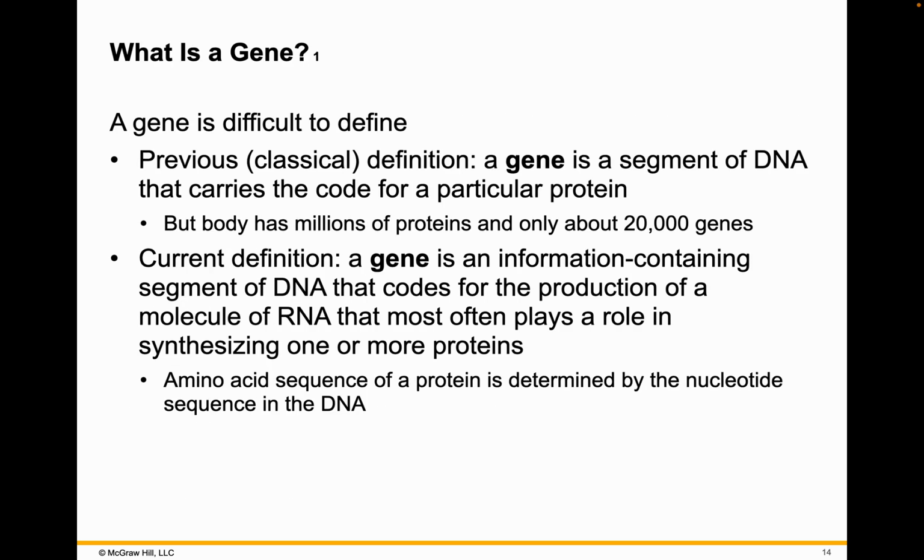So a gene itself is difficult to define. Classically, a gene was a segment of DNA that coded for a particular protein. But we have millions of proteins and only about 20,000 genes. So currently, we think of a gene more as an information-containing segment of DNA that codes for the production of a molecule of RNA that most often plays a role in synthesizing one or more proteins. One gene, one polypeptide is a good way to think of it. The amino acid sequence of a protein is determined by the nucleotide sequence of the DNA.